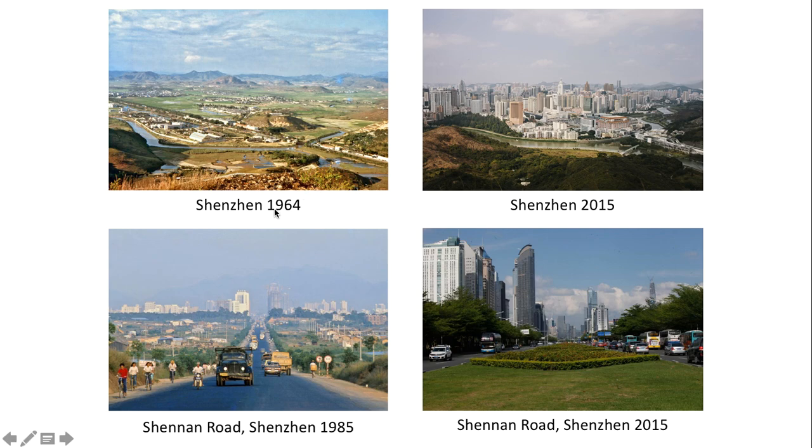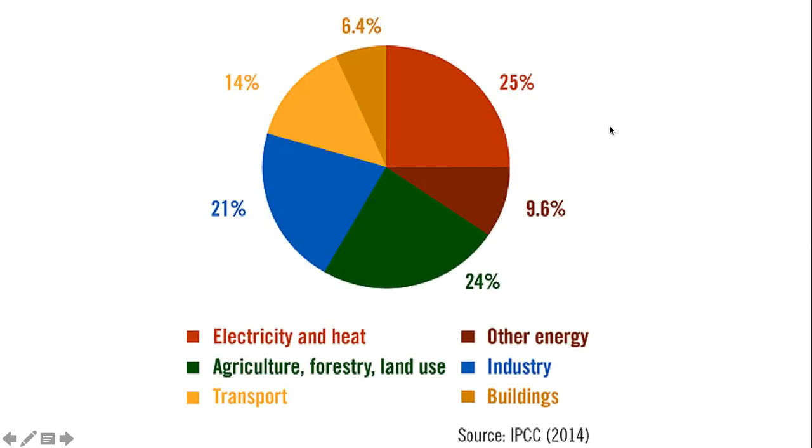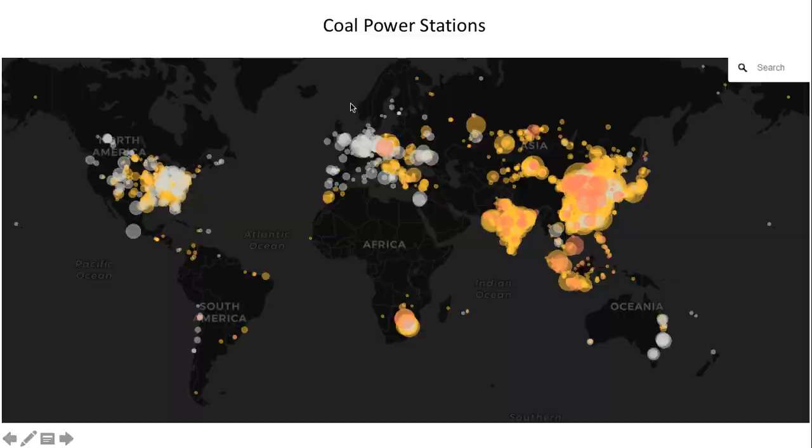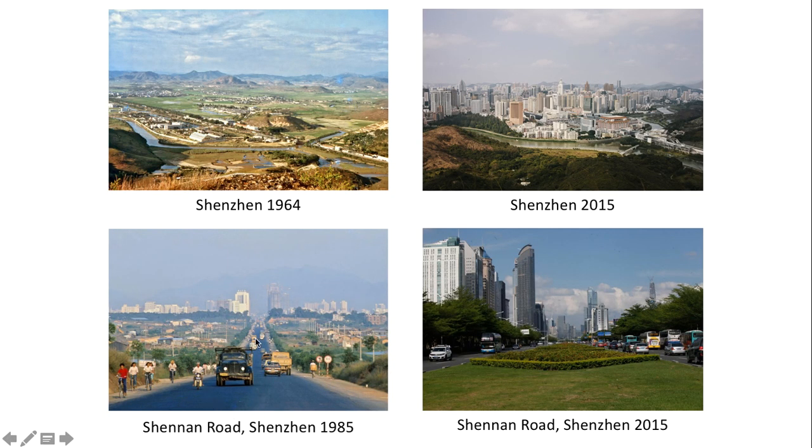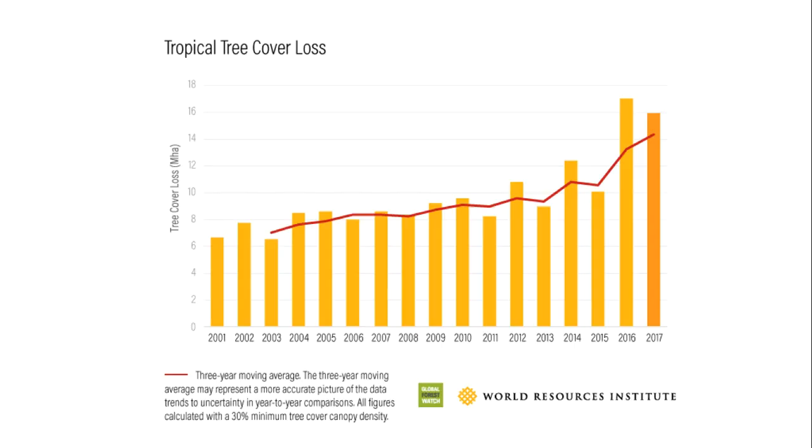Here we can see Shenzhen in 1964. Most people are working in agriculture. Shenzhen 2015, look at the infrastructure that's been built. We've got all these high-rise buildings. Remember that buildings are responsible for 6.4% of greenhouse gas emissions. We take just one road in Shenzhen, look at the increase in traffic on that road. So we've got an increase in buildings, we'll have an increase in energy usage, we've got an increase in traffic. And that just exemplifies how as countries develop, the amount of greenhouse gases they produce increases.